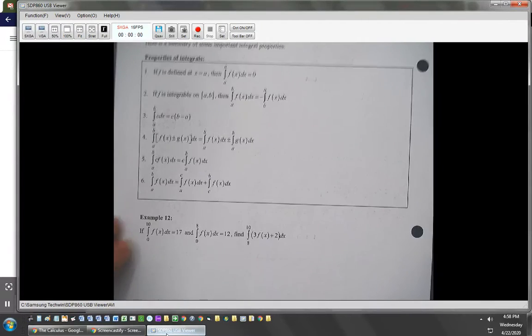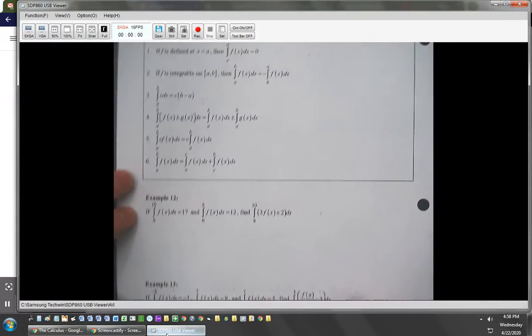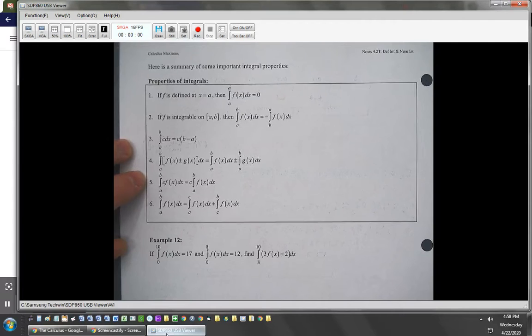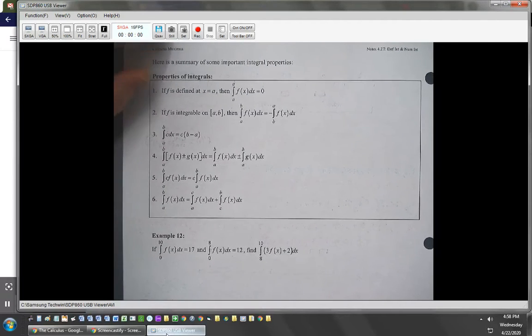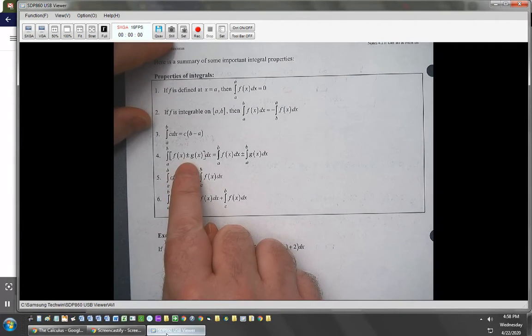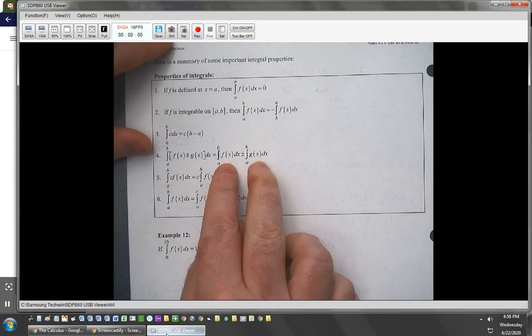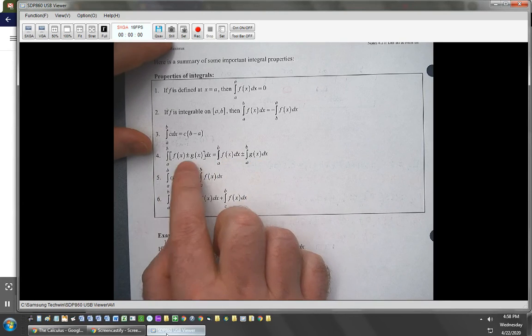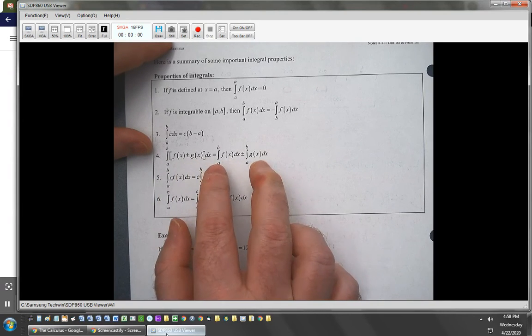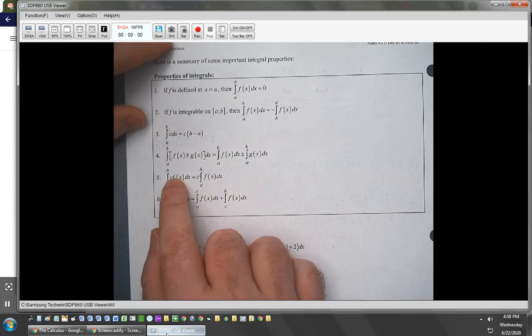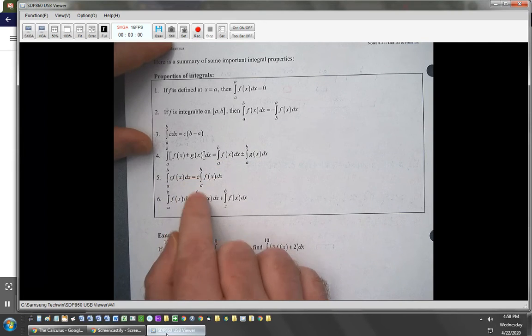All right, let's muscle through this here. So these are a bunch of just integration rules. Pretty much the idea is if you integrate things added together, you can break them up into their own integrals. So the integral of a sum or a difference is the sum or difference of the integrals. If you have a constant, we can bust that constant out front.